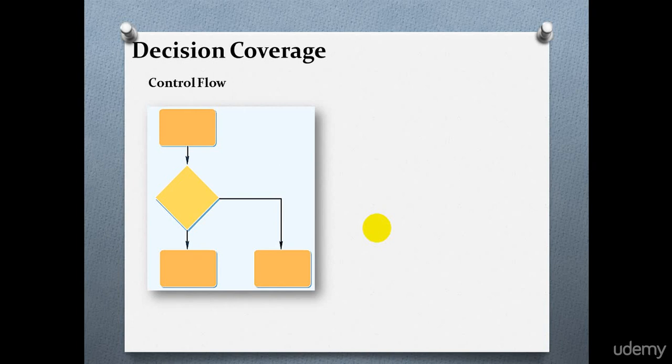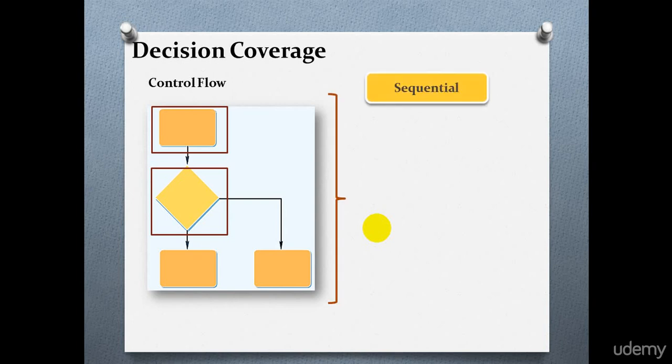A control flow diagram uses two symbols to represent code structure, a rectangle and a diamond. So sequential statements are represented by rectangles and decision statements are depicted by diamonds. Control flow diagrams can be used to depict the sequential structure, selection or decision, and the iteration.